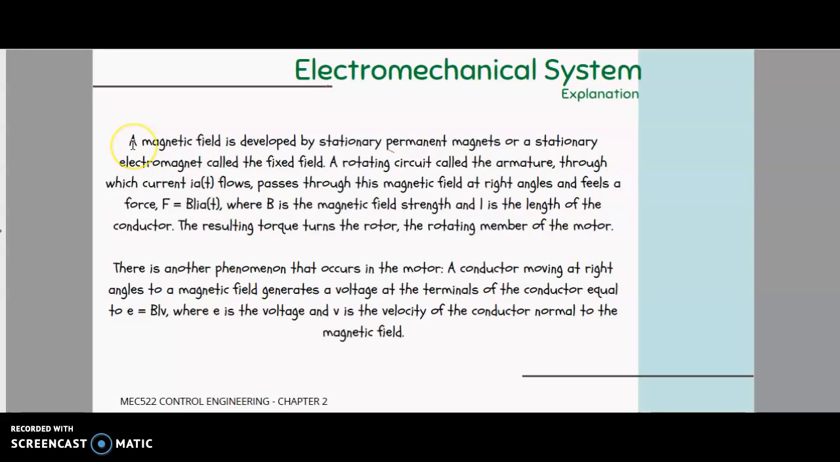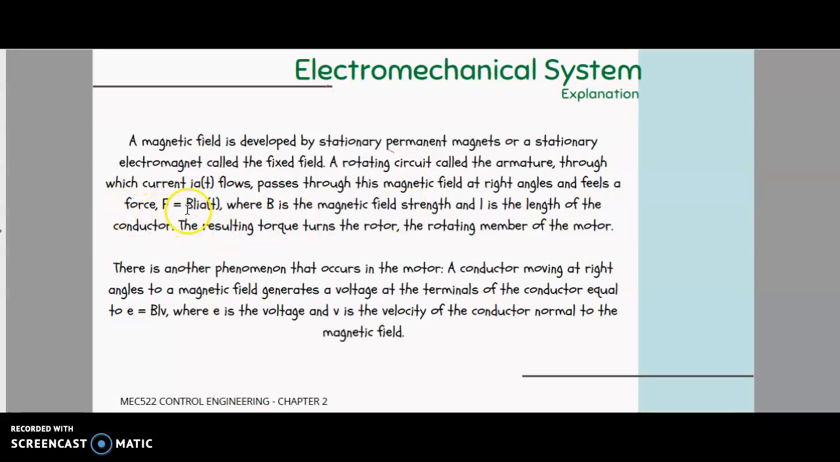So from a magnetic field, this magnetic field will produce a fixed field by a stationary electromagnet or permanent magnet. So the magnetic field will rotate the armature. It will rotate the circuit and then produce current. So you can see IA is the armature current, and then this current will pass through the magnetic field and produce force.